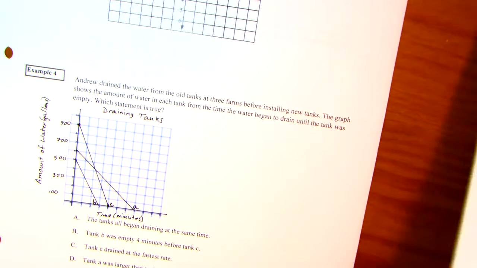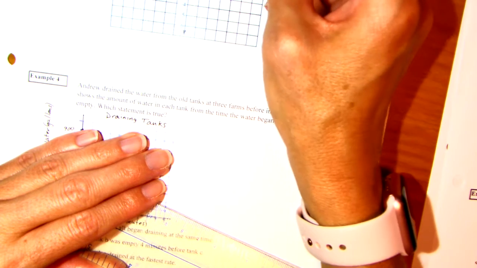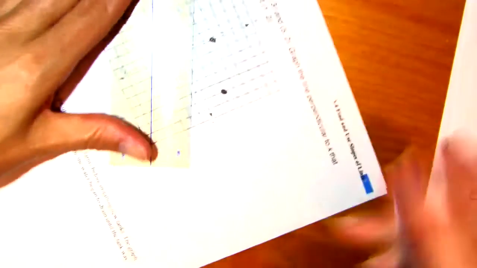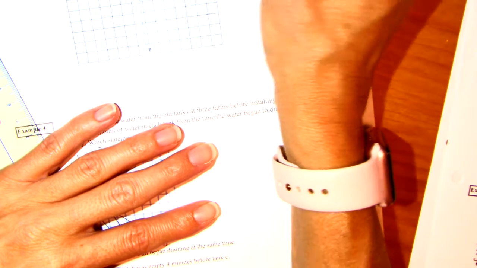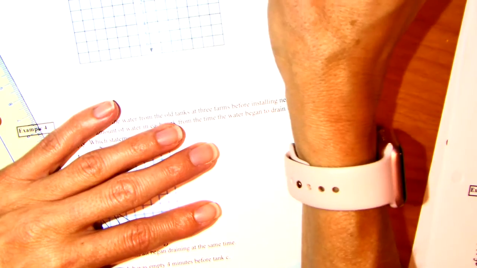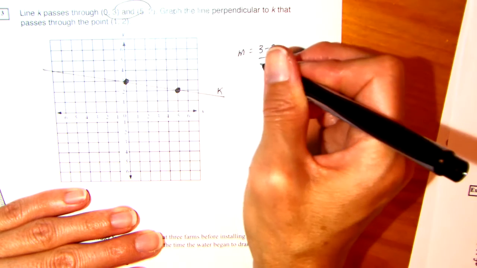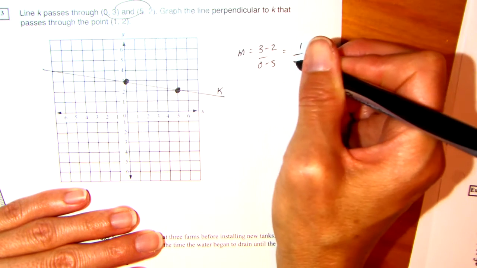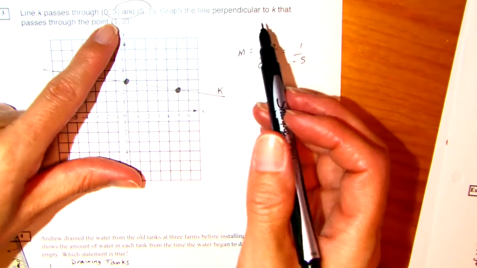Ooh, this next one. Okay, line K passes through the points 0, 3 and 5, 2. Oop, gonna need a straight edge. Let's draw that bad boy. Label that K for Cookie. Let's find the slope. Remember, change of y over change of x. 1 over -5. Okay, so we want to graph a line that's perpendicular to K but passes through this point.